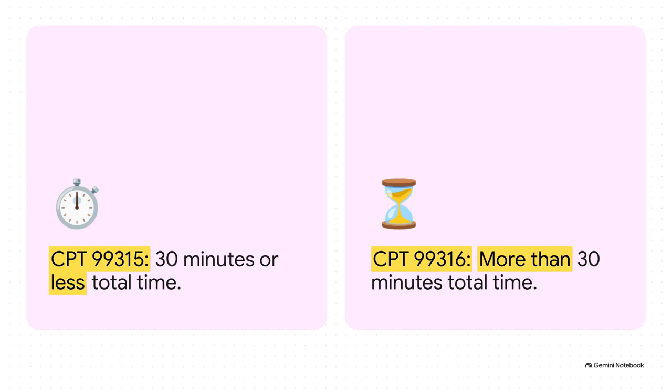CPT 99315 is used if the final face-to-face encounter, the discussion with caregivers, and the preparation of discharge records took 30 minutes or less. But if that total time on the date of the encounter exceeded 30 minutes, you just bump that right up to CPT 99316.